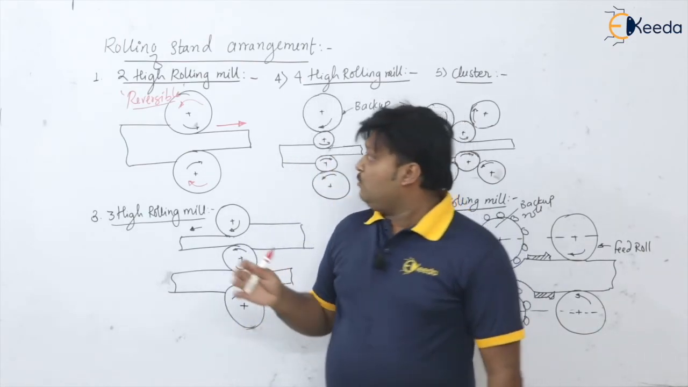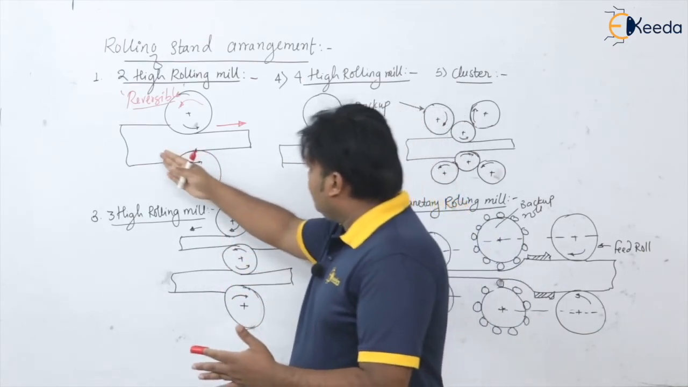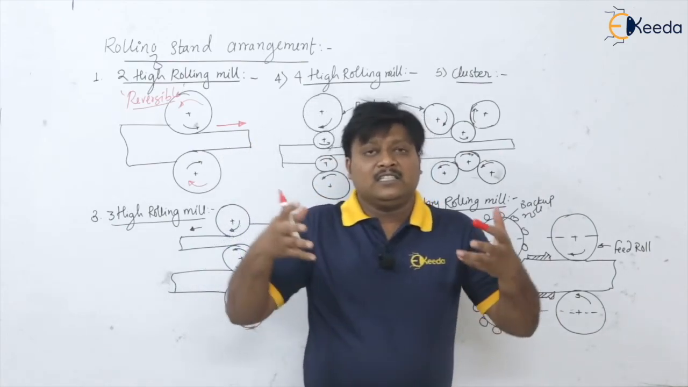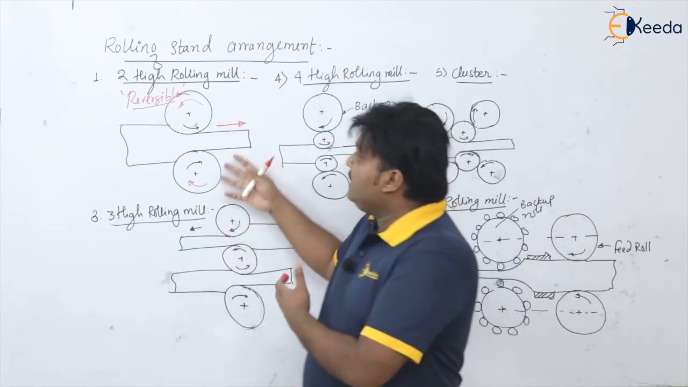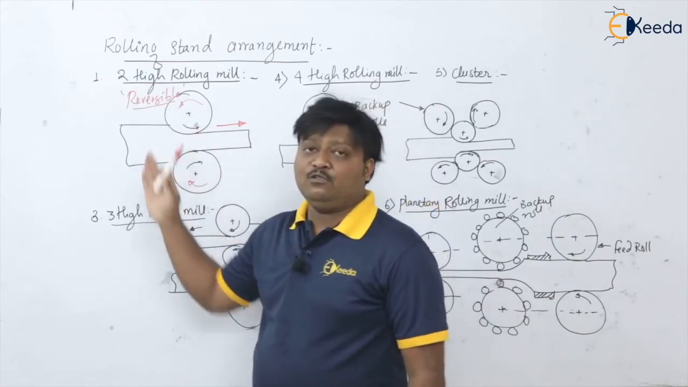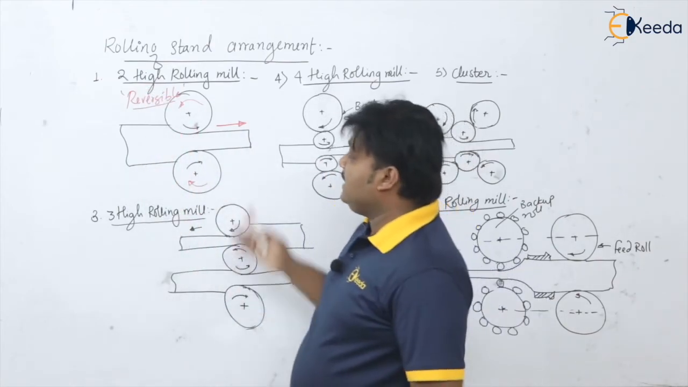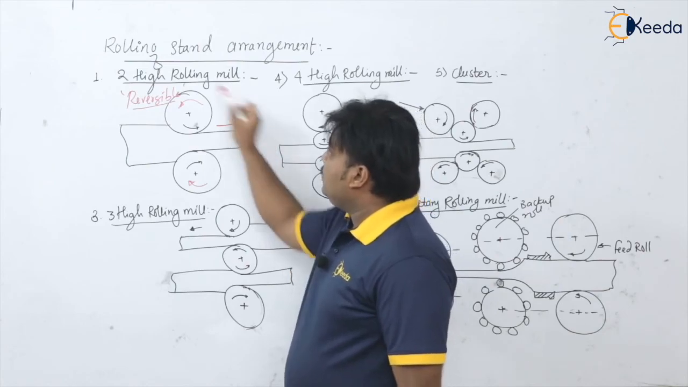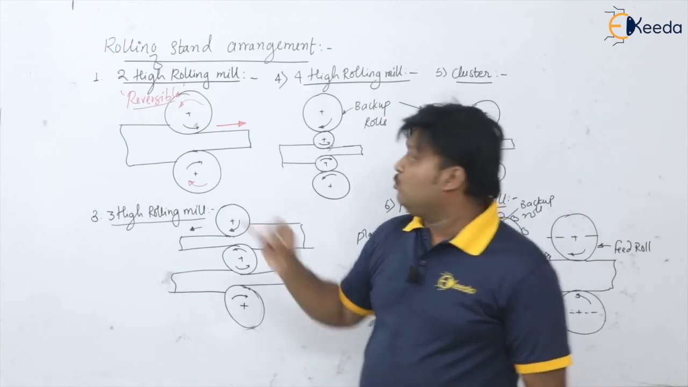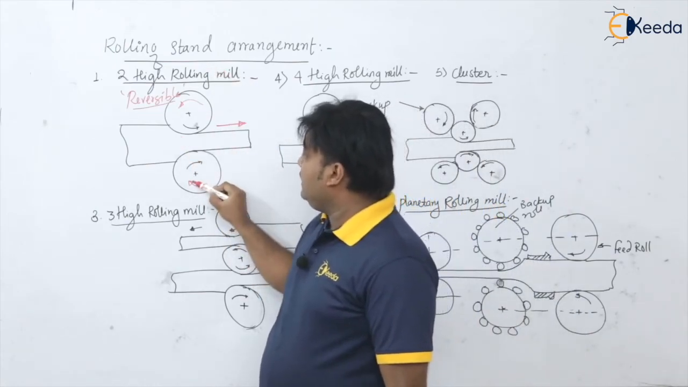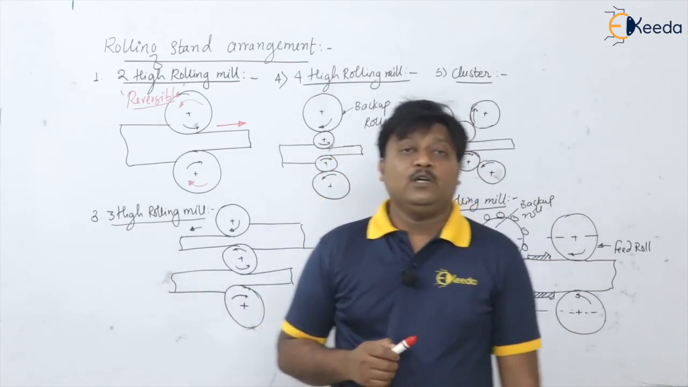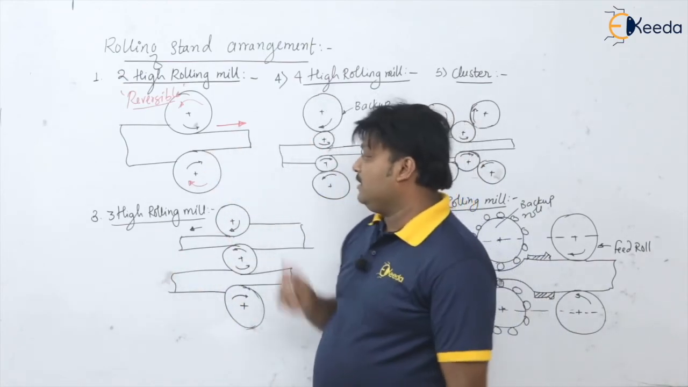Once you have completed this pass, in between the handling of these hot slabs, we are doing this arrangement, that is, you can rotate the roller now in the reverse direction also. That is the name of the rolling stand: the two high reversible rolling mill. We have the arrangement to reverse the direction of rotation of the roll, that is why this is the two high reversible.